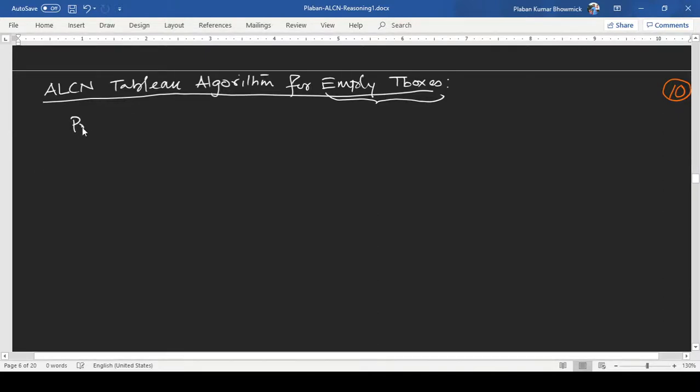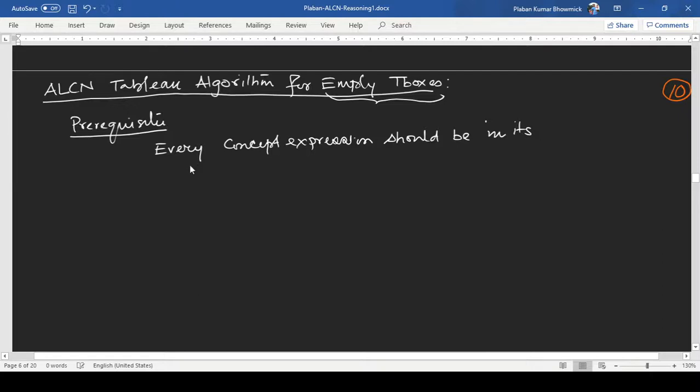Now what is the prerequisite? The prerequisite is that every concept expression should be in its equivalent negative normal form. Right. And what is that?